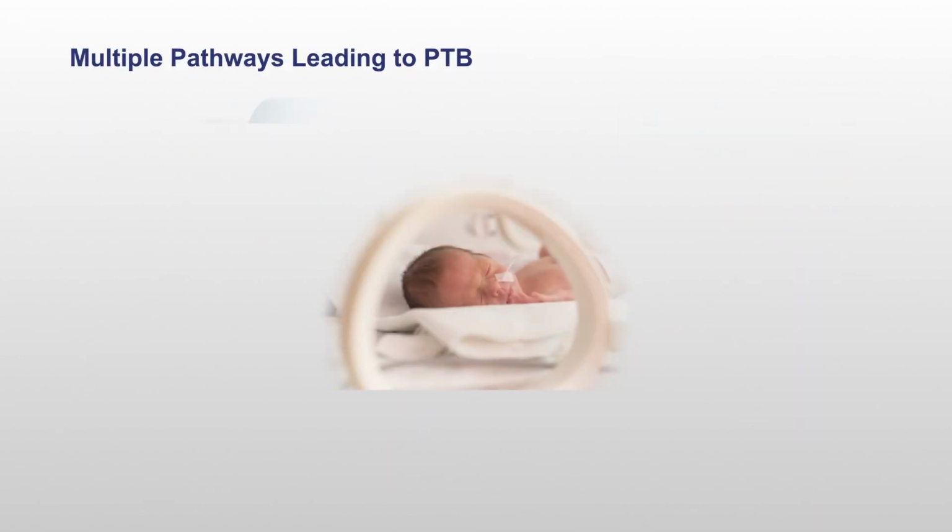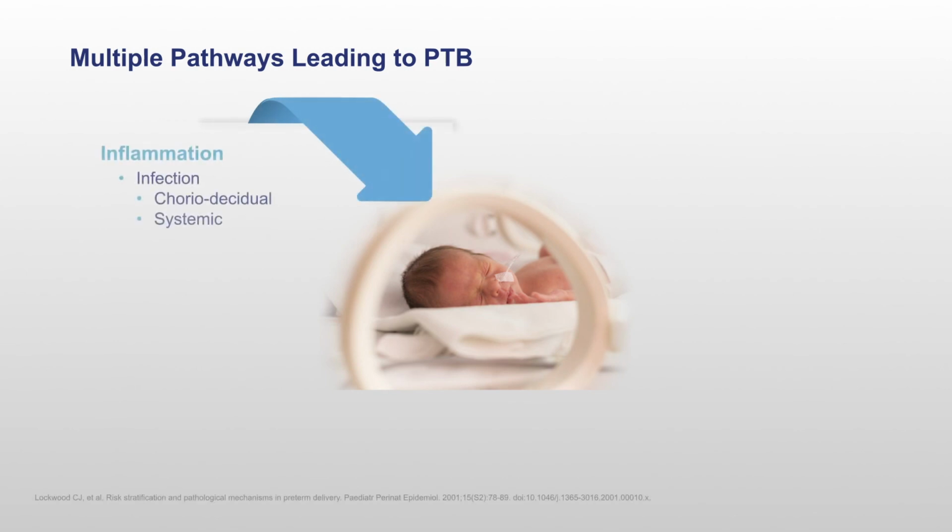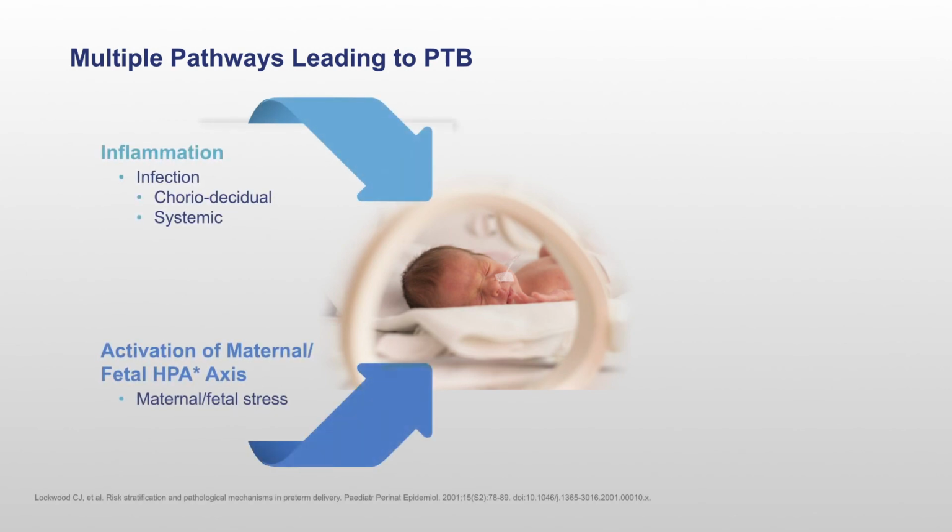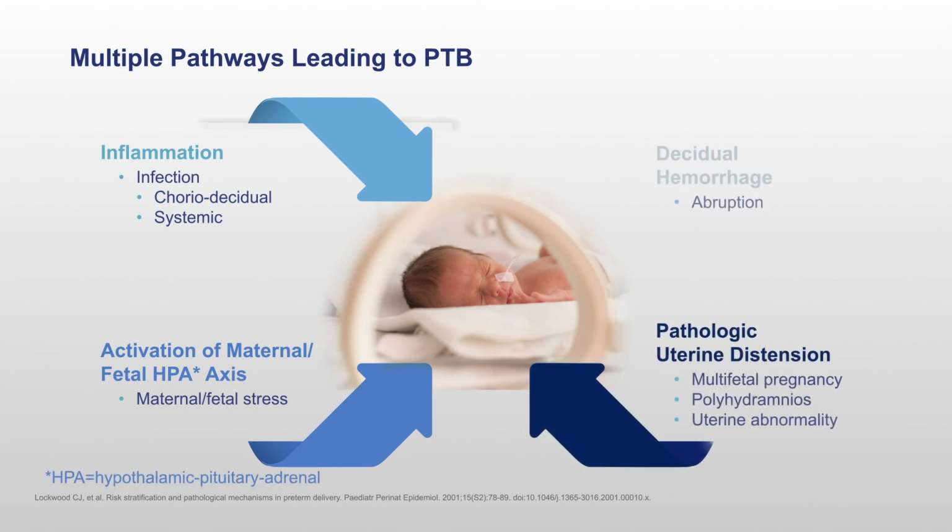There are a variety of pathways to preterm birth. There's inflammation, there's stress in pregnancy that can activate the maternal fetal hypopituitary axis, there's pathologic uterine distension with twins, there's infection, etc. And I'd like to talk to you a little bit more about some of these pathways.